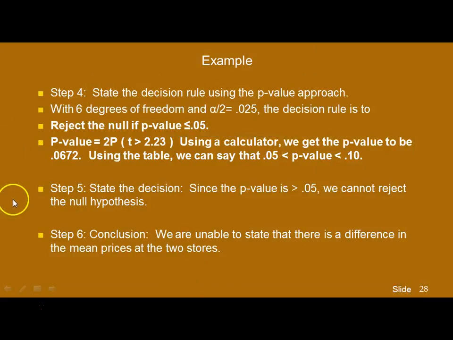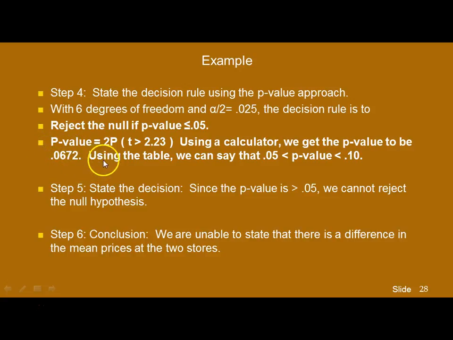Again, you have a choice. You could use the p-value approach. Remember, with the p-value approach, we always reject the null if the p-value is less than our alpha level, which in this case is 5%. Technically, the p-value would be 2 times the probability of getting a t-value above 2.23. That is, 2.23 was our calculated t. You find the area above it and you double it since it was a two-sided test. On a calculator, the exact p-value is 0.0672.